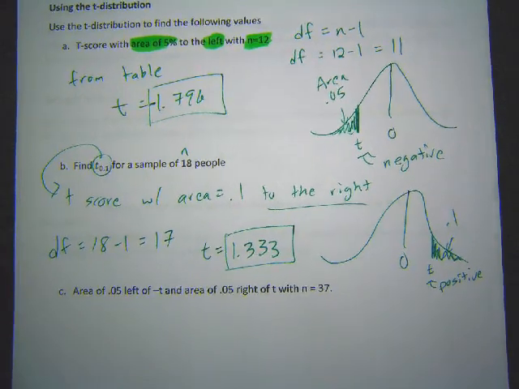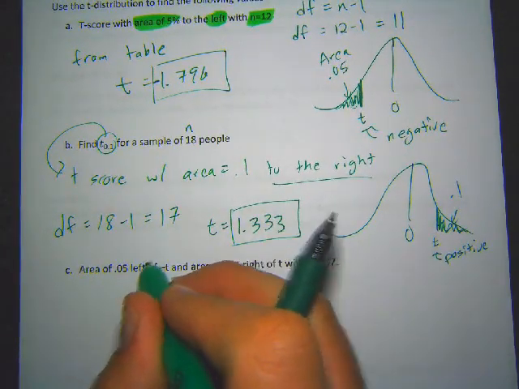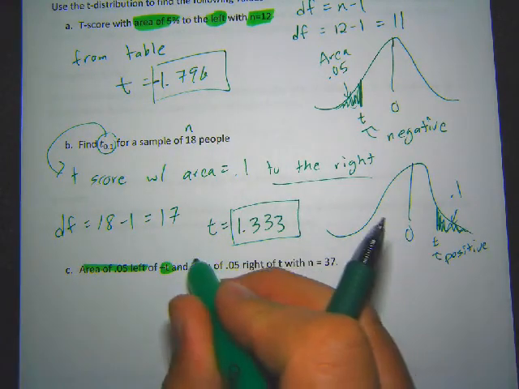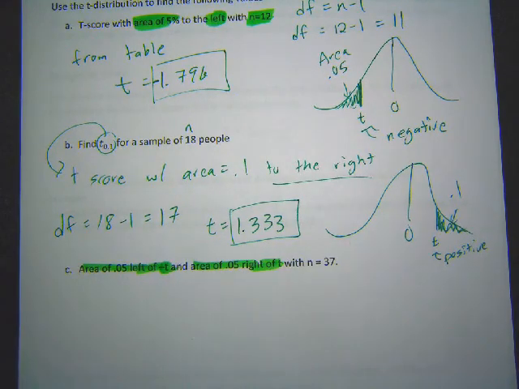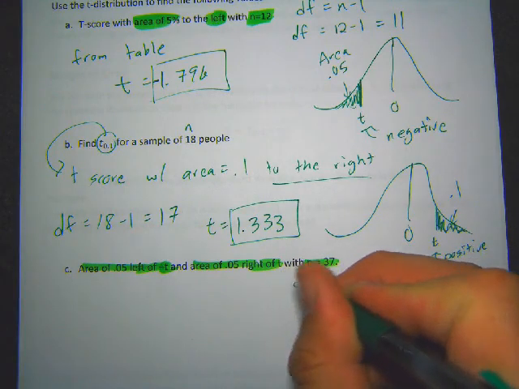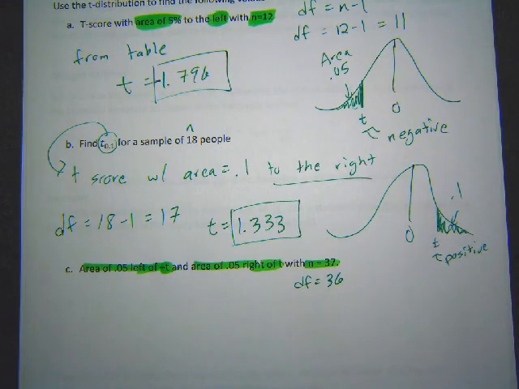Okay, let's do another one. Here they give us an area of 0.05 to the left. So, area of 0.05 left of negative t, and area of 0.05 right of t. So they actually have two different t values. And they say n is 37. First off, we know right from this that the degrees of freedom is one less. The degrees of freedom is 36, right? Because the degrees of freedom are always one less.